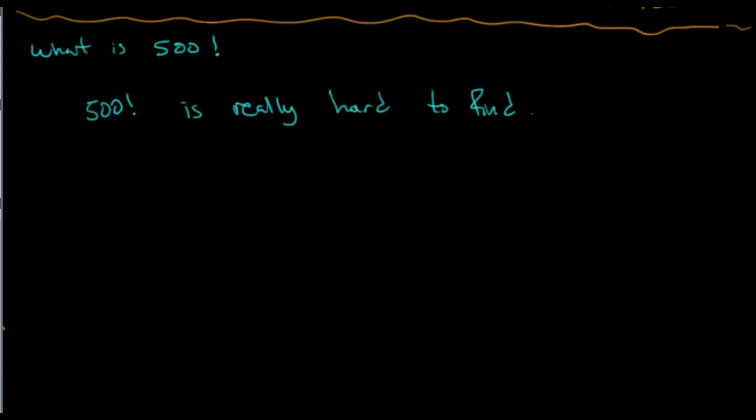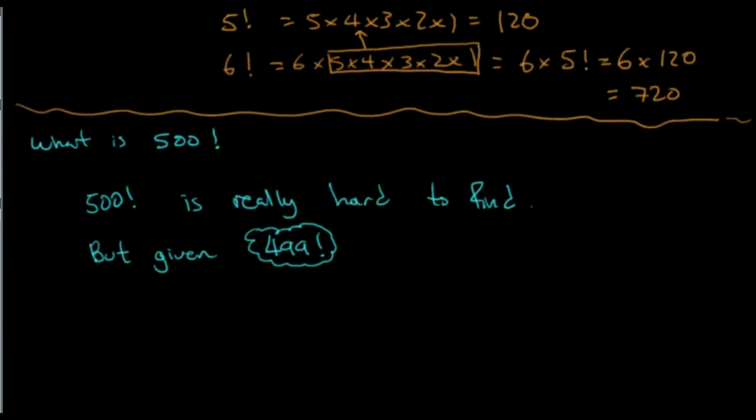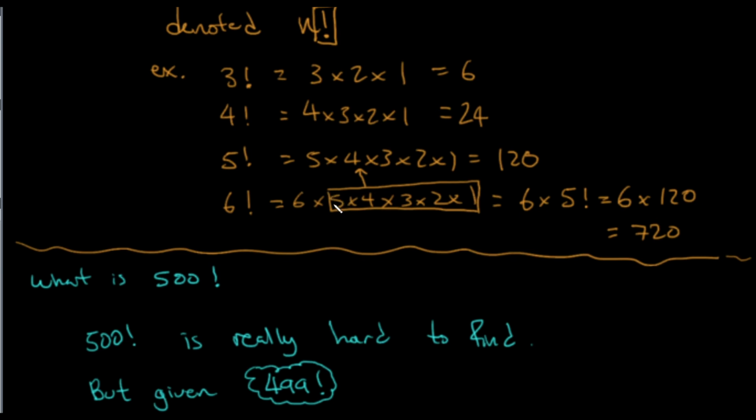But what if I told you that you were given 499 factorial? Let's say you knew this number, right? Let's say you knew the answer to 499 factorial. Well, you could apply the same observation that we made up here, which is that if we were finding 6 factorial, then if we knew 5 factorial, all we had to do was just multiply that 5 factorial by 6.